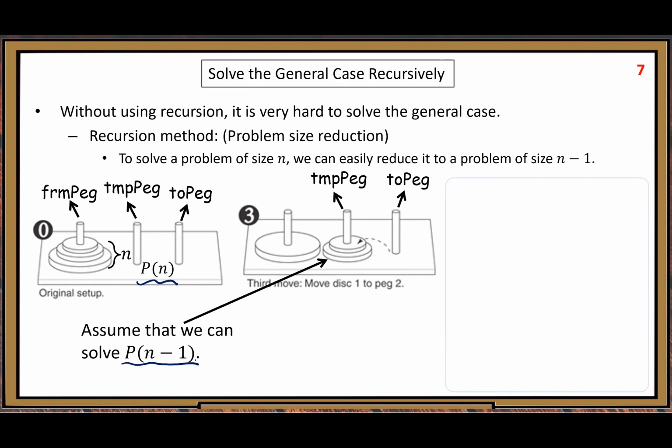After that, we need to fill the gap. Here, this is P of n. Let me just show you. We move the bottom disk to the destination peg, peg 2. One move. After that, can we do another P of n minus 1 solution from the temporary peg to peg 2?